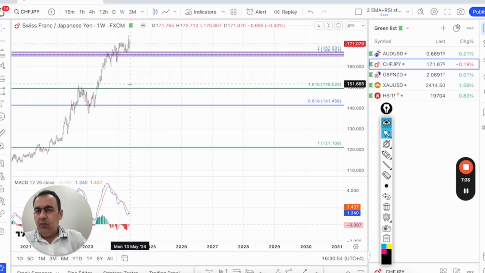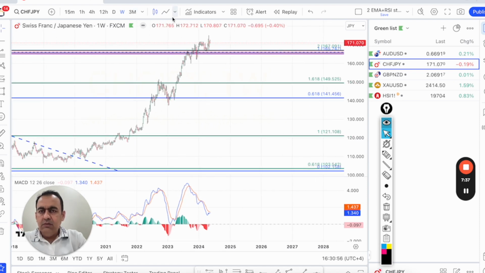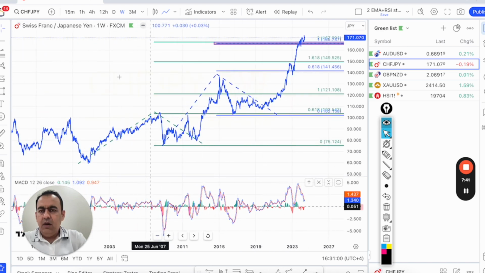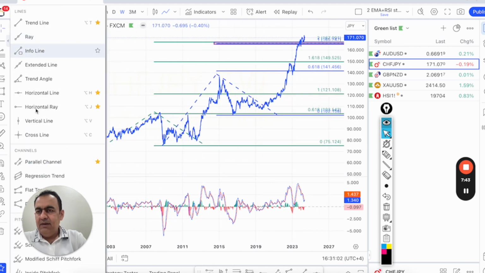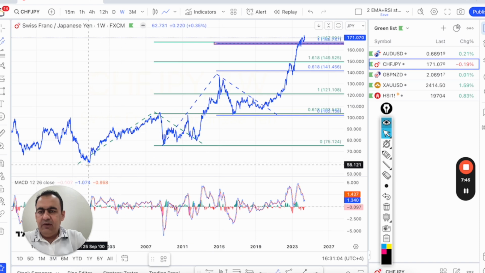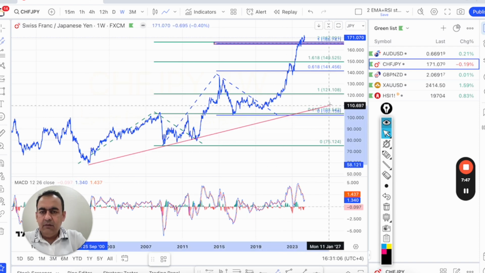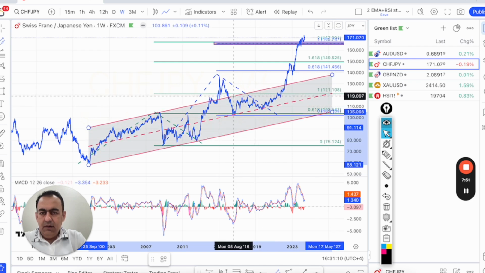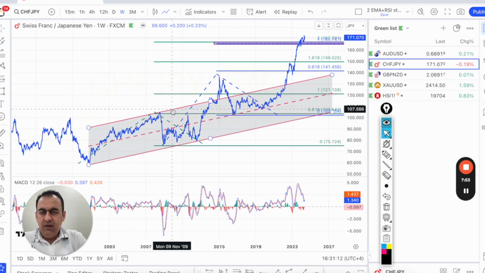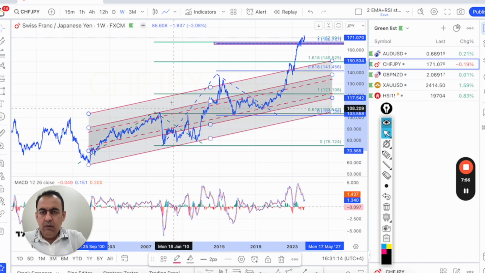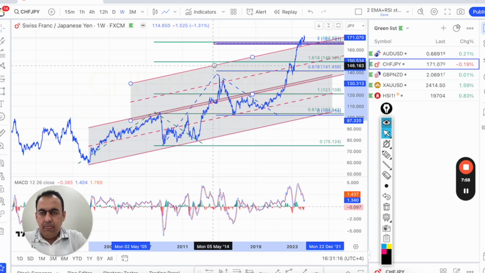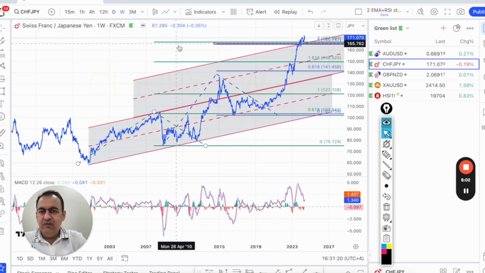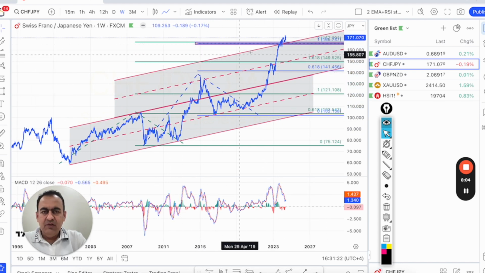And I would also like to turn it into a line chart, zoom out, and I want to connect the rising channel here. So I'll start from the lowest point. I'll connect to the first higher low and the high in between. Then we need to clone. So the second parallel channel also crossed in the bullish direction.